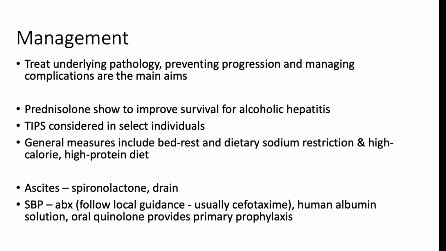For SBP, which is spontaneous bacterial peritonitis, defined as a neutrophilic ascites where the white cell count is more than 250, and E. coli is the most common cause, you need to give antibiotics for that. You should follow your local guidelines, but cefotaxime is commonly used. Human albumin solution can help with edema, and an oral quinolone such as ciprofloxacin or ofloxacin provides primary prophylaxis.